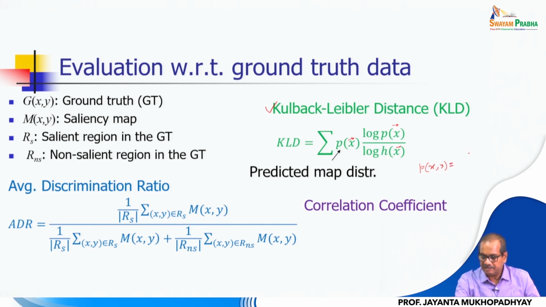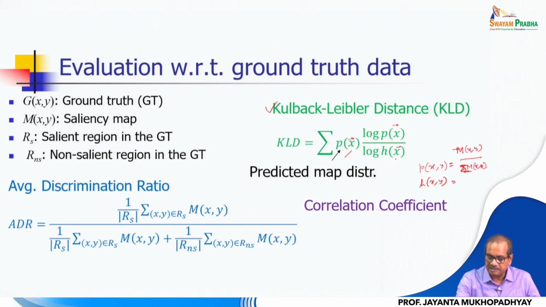So, this could be defined as mxy divided by the sum of mxy, or we can normalize with respect to the max also. Since it is a probability distribution over x, it has to be the sum of mxi, not individual pixels. So if I consider this information, this is the distribution. Similarly, we define hxy.